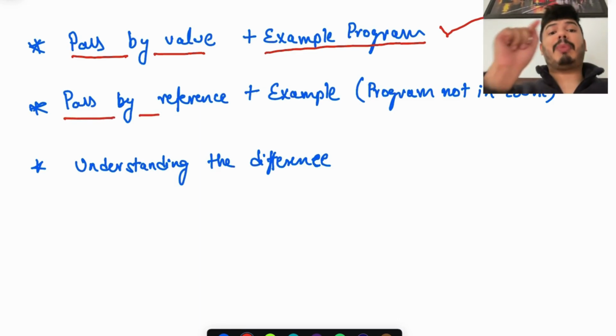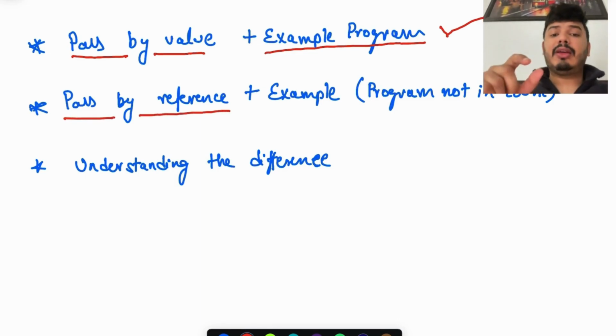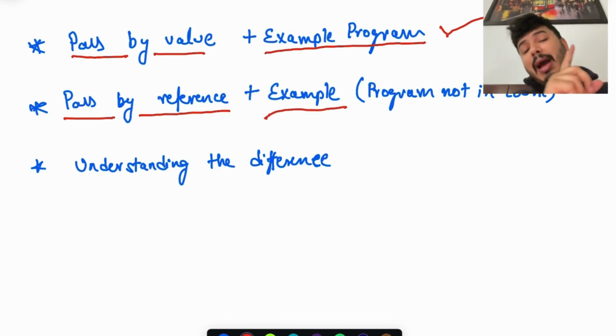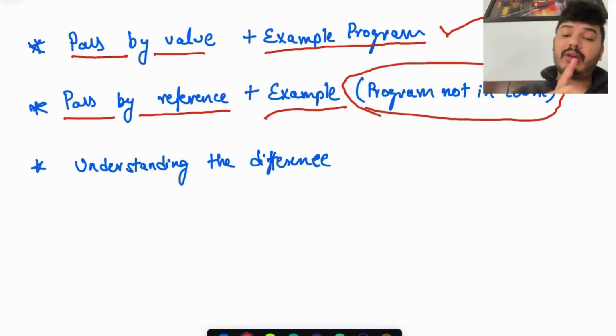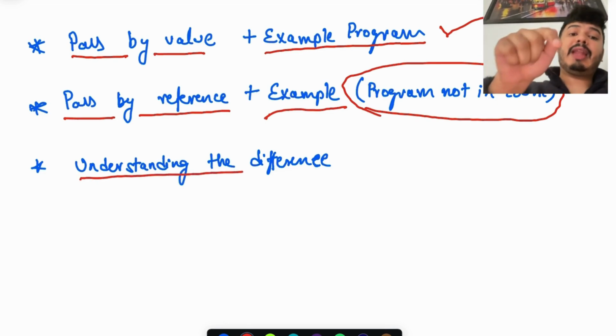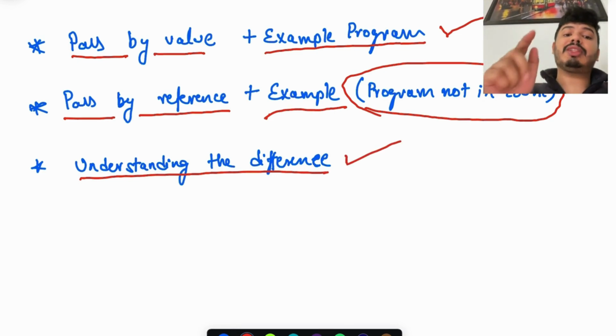Then what is pass by reference? Understanding using the definition and the basic examples. The program are not important for pass by reference, not in our course, it will not be asked, so don't waste your time. Okay, then by understanding both of us, what will be clear?